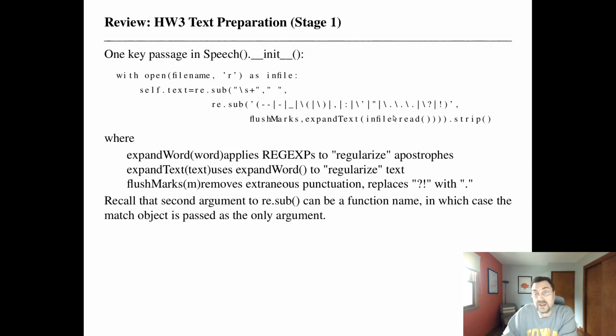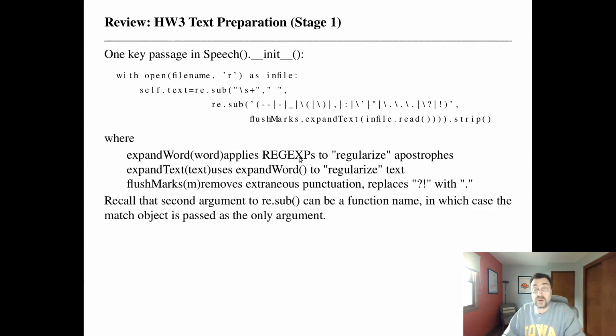The key thing that's going on here is that I read in the speech in its entirety, and then I expand the text of that speech, which gets rid of all the apostrophes that are embedded and other apostrophe sort of possessives and contractions in the text. And it does that by using expand words. So the helper functions expand text, expand word, and flush marks do most of the work here. They are helper functions of the init method.